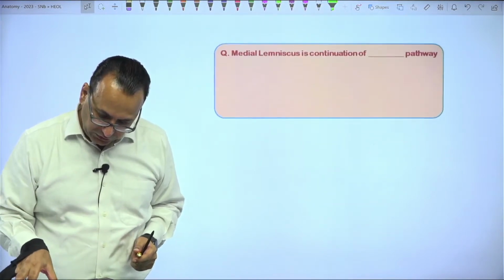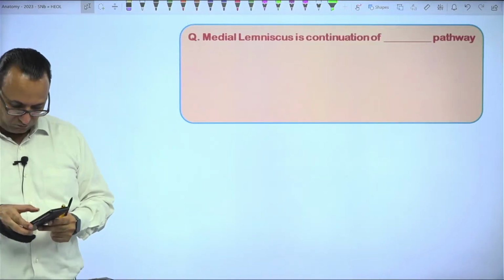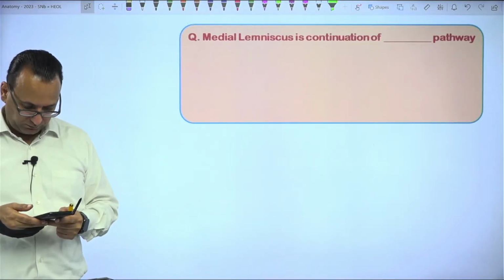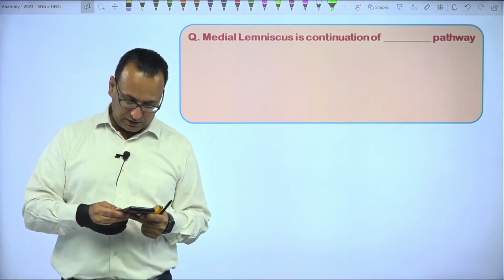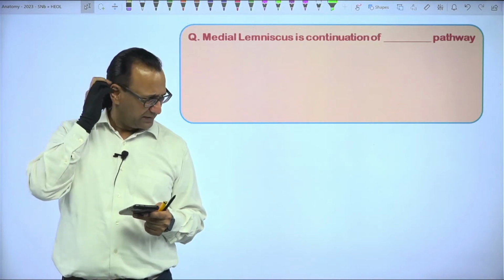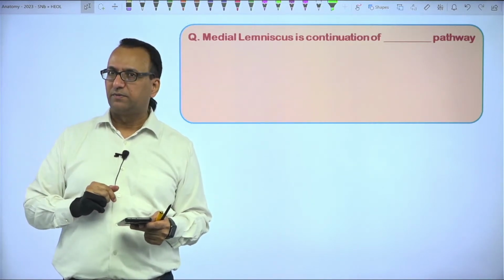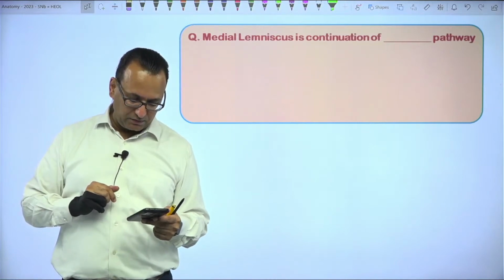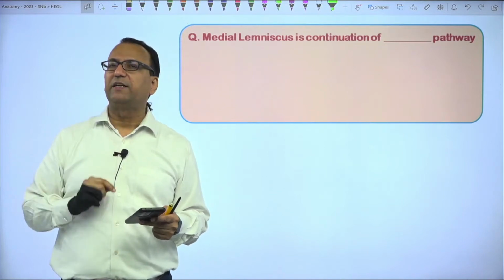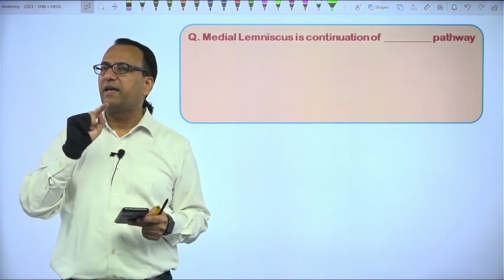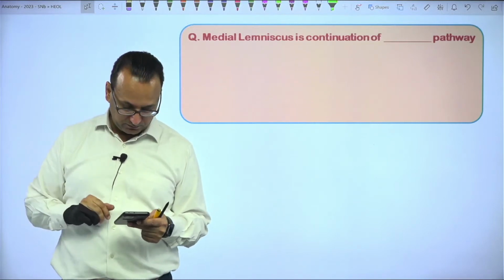Then what about this? Medial lemniscus is the continuation of... yeah, it can be unconscious also, but unconscious will be affected if the spinocerebellar tract is involved. Unconscious information will be compromised if the spinocerebellar tract is involved, and spinocerebellar tract is not running in the dorsal column. So you just say conscious proprioception.